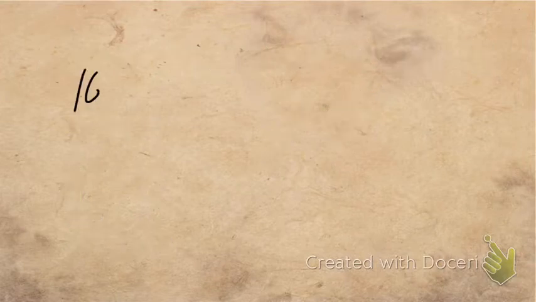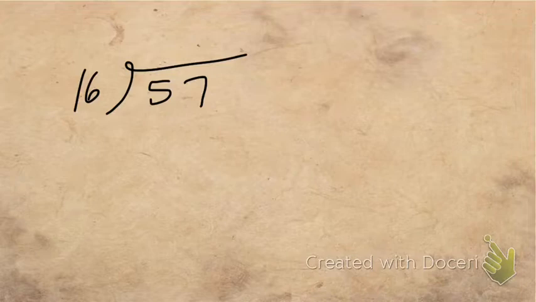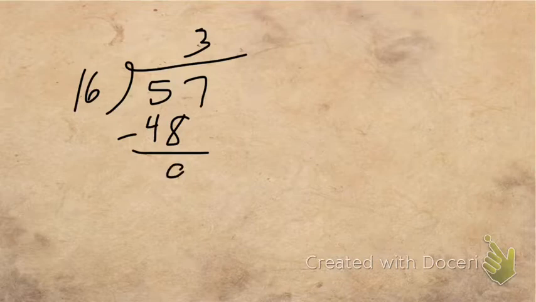Let's check. 16 divided into 57. 16 goes into 57 3 times. 3 times 16, when we multiply, we've got 48. After we subtract, our difference is 9. That means we've got 3 in the 4 squared spot.